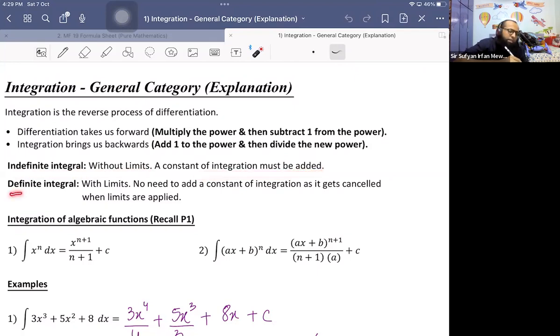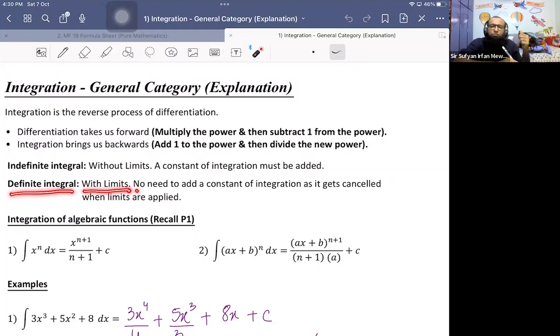However, if the integral is a definite integral and there are defined limits, then in that case, we will not get an expression. Rather, we will get a value. In indefinite integral, we get an expression. But in definite integral, we get a value.